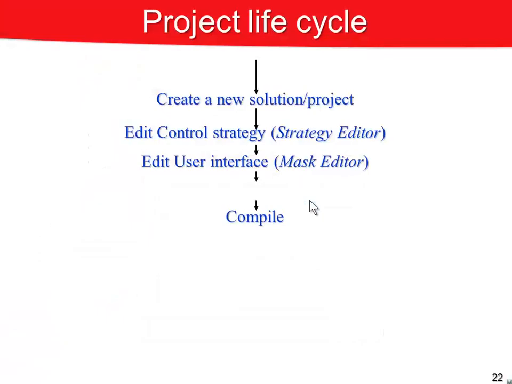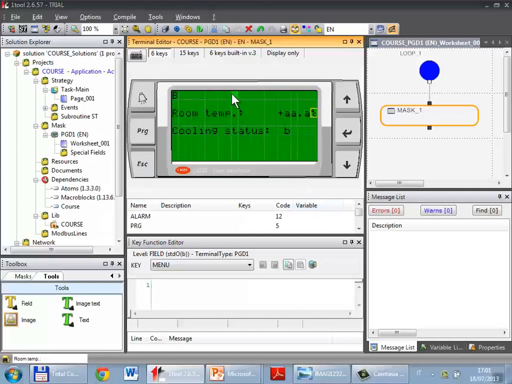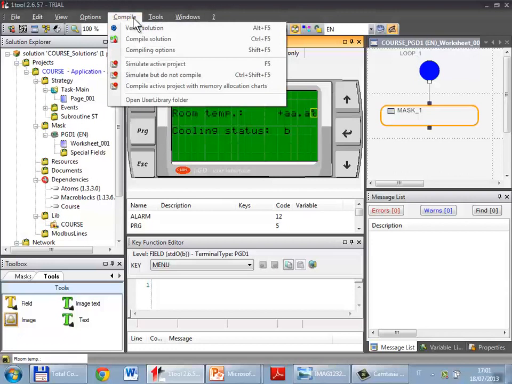Next step, compile. Compile means translating the high-level language blocks, text fields and so on into a format that can be used by the controller. To do this, we have to use this button, but before that, I will also show the other buttons. Anyway, all these are available in the compile menu.